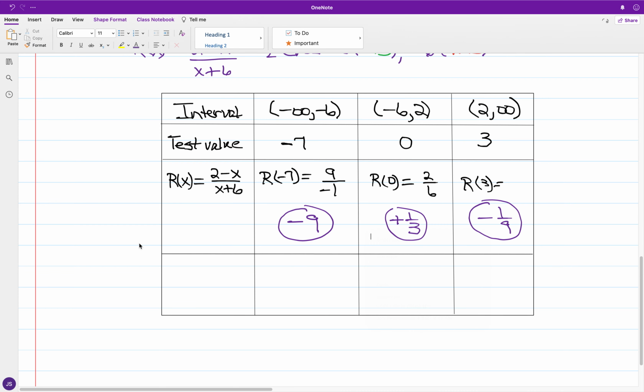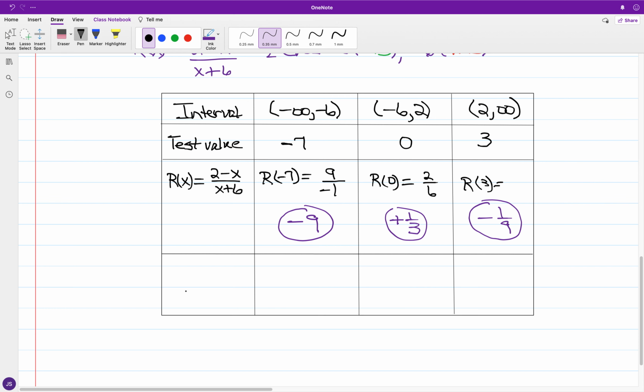Okay, now for the sign of r of x. For any value plugged in for x less than negative 6, we have the output to be negative. So we have r of x is less than 0. Anything selected between negative 6 and 2, the output is positive. So you want to have r of x is greater than 0. And anything selected that is greater than 2 for the input, the output is going to be negative. Okay, so you have r of x is less than 0.